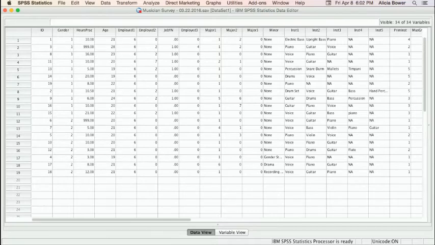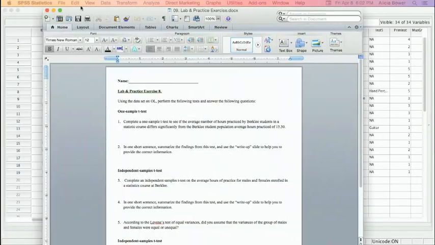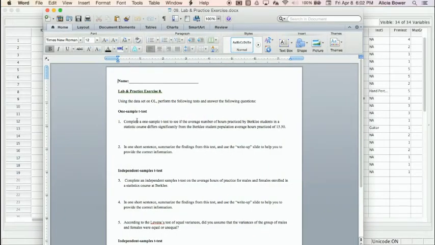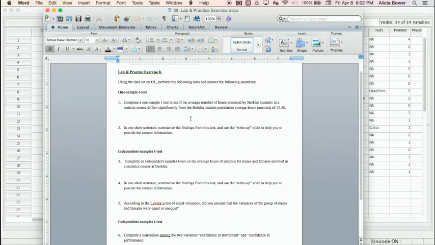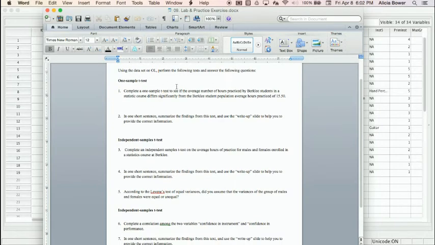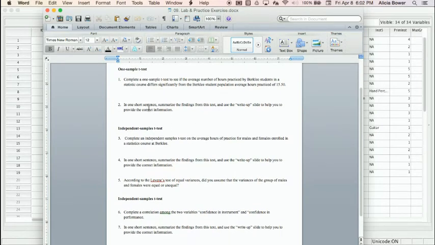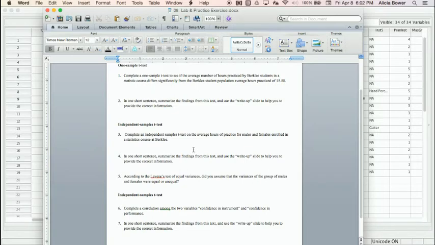Like I mentioned in class, this one's slightly different than the other ones we've had because, here, I'm dragging it over here. You can see that this is both a lab and a practice exercise together. So it's basically asking you to complete a couple of different analyses and then to summarize your findings.